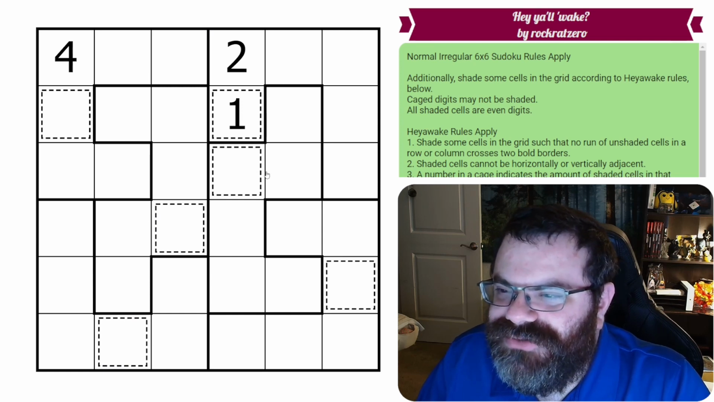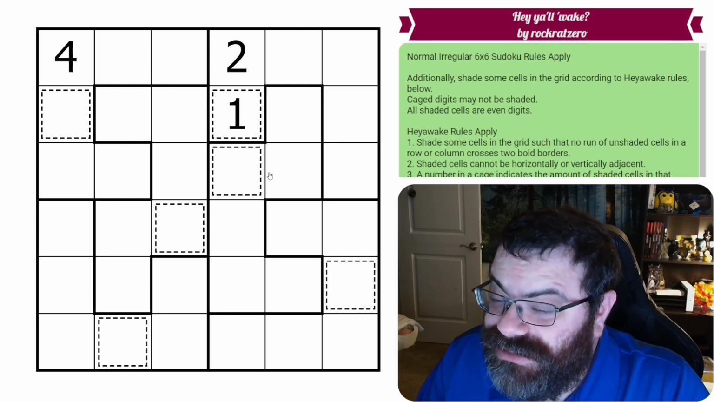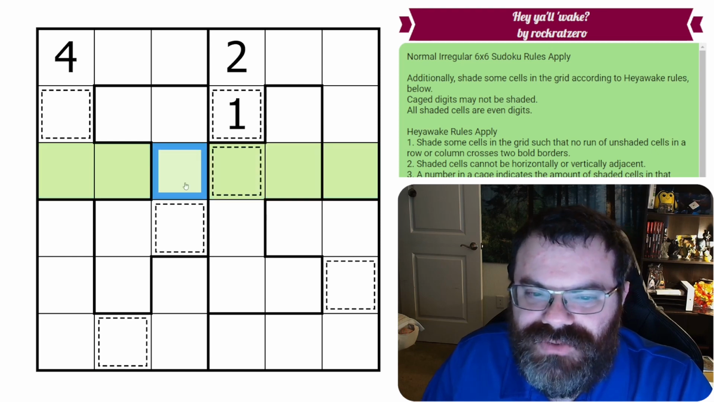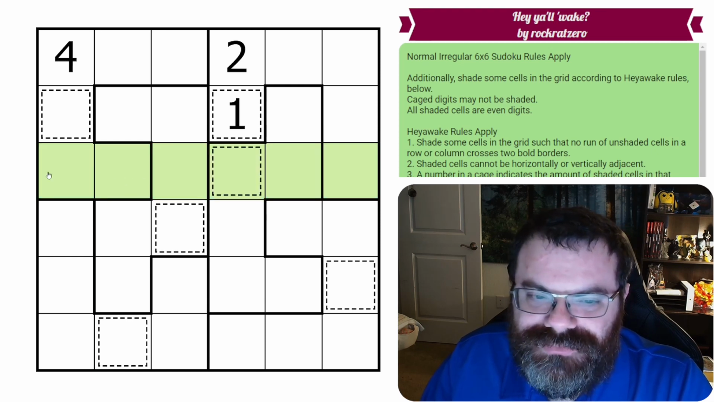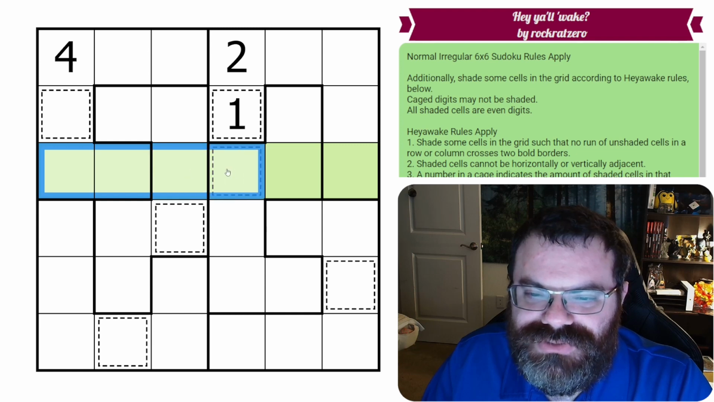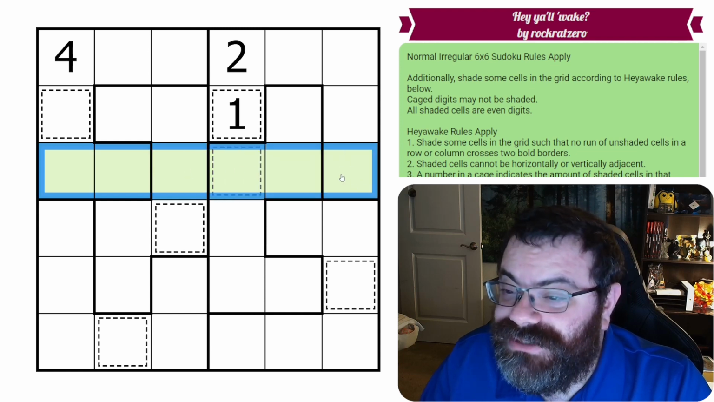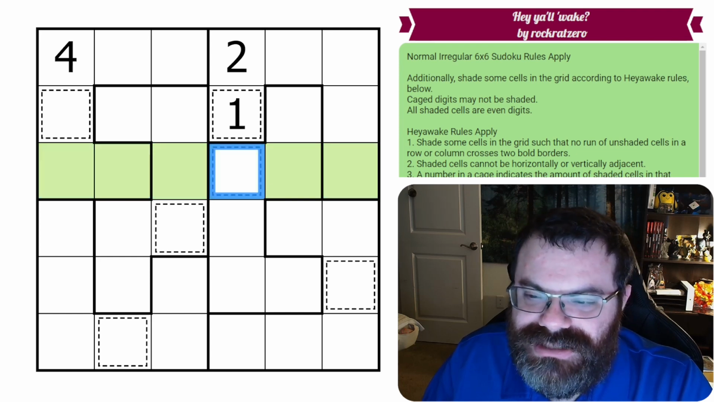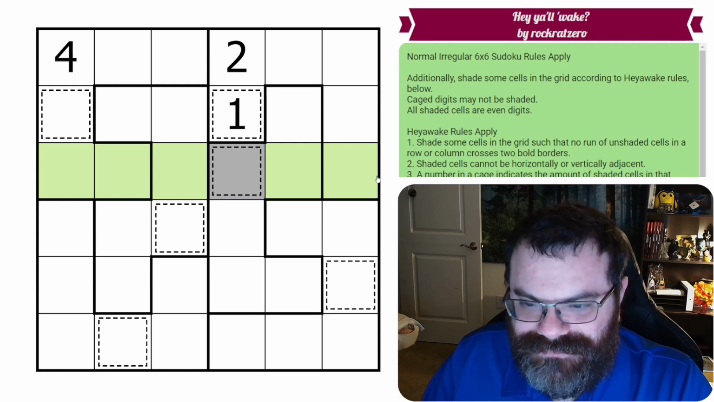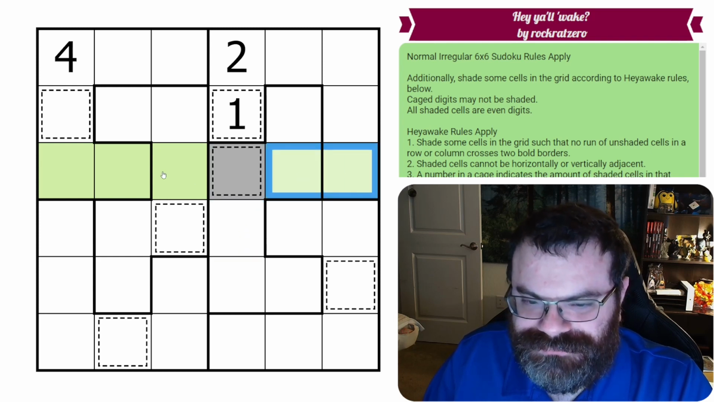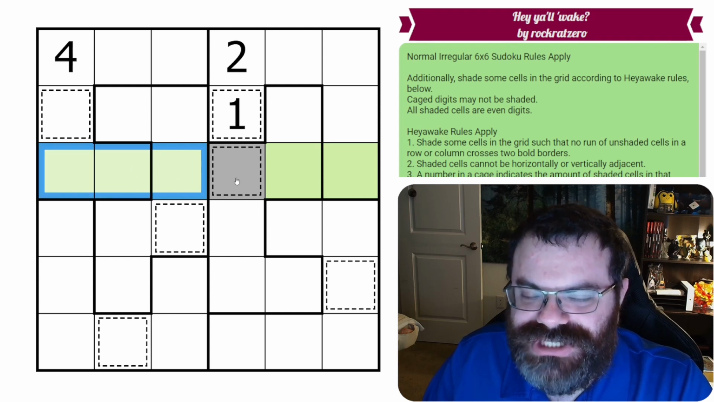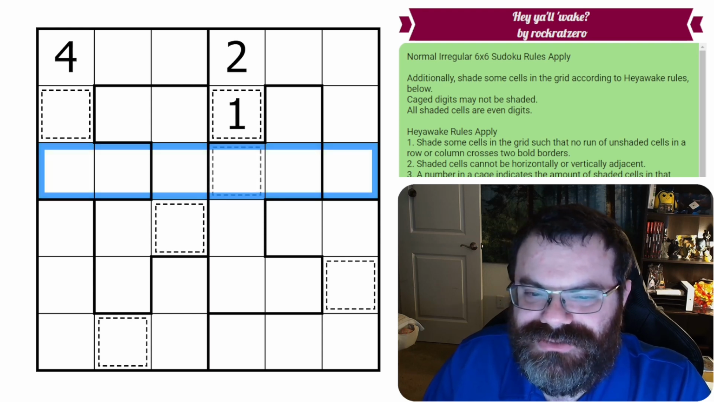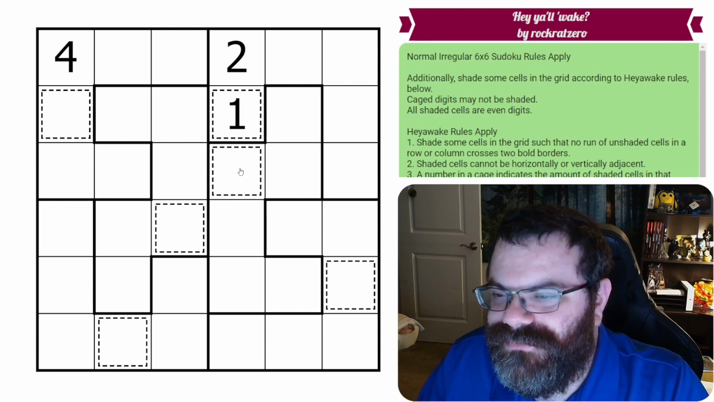So we're going to shade some cells in the grid such that no run of unshaded cells in a row or column crosses two bold borders. So let's say this entire row was unshaded. Well, that would break this rule because as we move along here, we've crossed one border, two borders, three borders. Three borders is definitely crossing at least two. So that is bad. So what we could do is shade this cell here. And if we did that, then this crosses one bold border and this crosses one bold border. And so just by shading this one cell, we've suddenly made this row valid. So you don't have to shade very many cells in order to prevent that rule from being an issue.